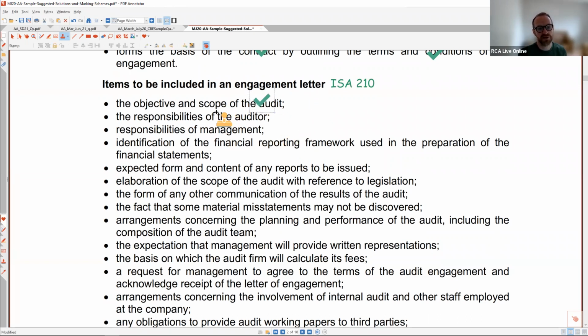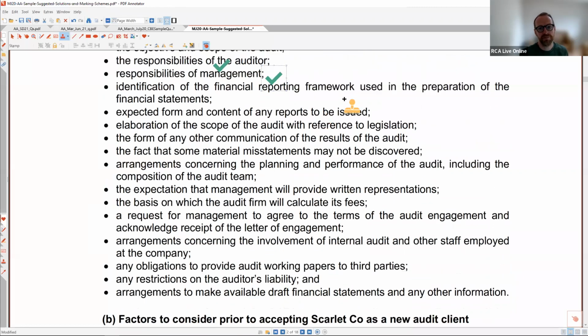So: objective and scope, responsibilities of each party, the financial reporting framework, which we didn't mention, content of the report, legislation, communication, that some misstatements might not be discovered. Remember, you're not there to discover everything. Planning and performance, logistics, fees, receipt of the engagement letter, use of internal audit if required, anything that's going to third parties, restrictions on liability if there is any, and arrangements, logistics to get information.